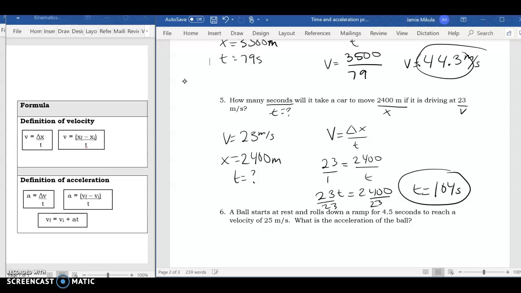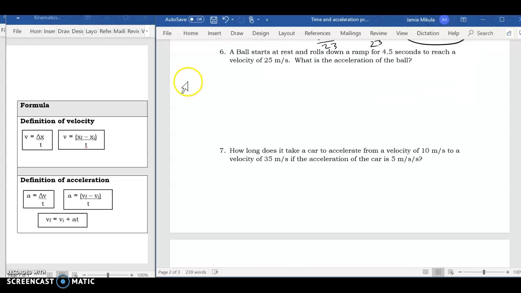There you go. Number 6, a ball starts at rest. Okay, so its initial velocity, whenever it says starts at rest, vi is going to be 0. It rolls down a ramp for that time to reach a velocity of 25, so that's going to be your final velocity. Now we're going to start looking at acceleration problems. What is the acceleration? All right, so the initial velocity is 0 because it starts at rest. The final velocity is 25. The time that it takes to do that is 4.5 seconds.